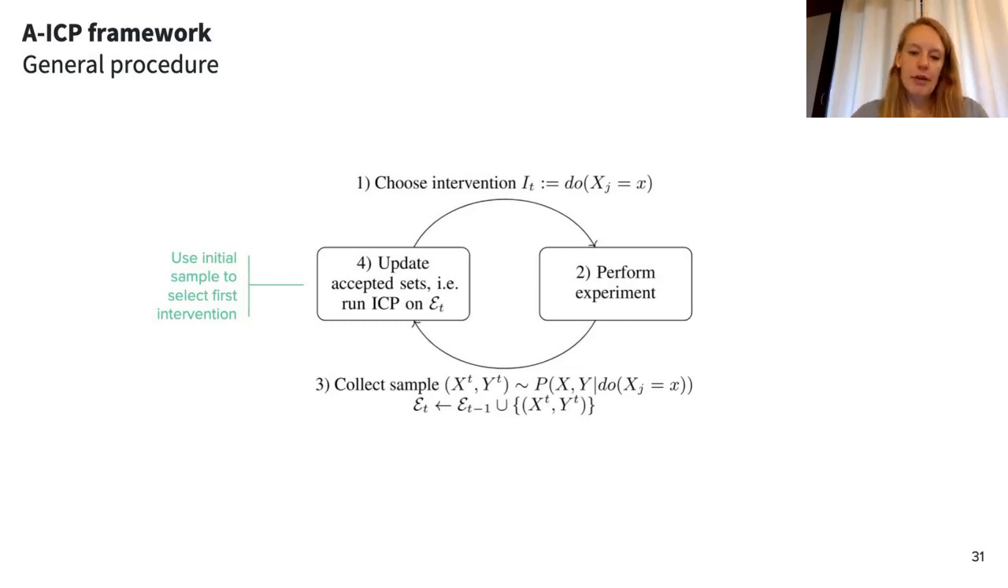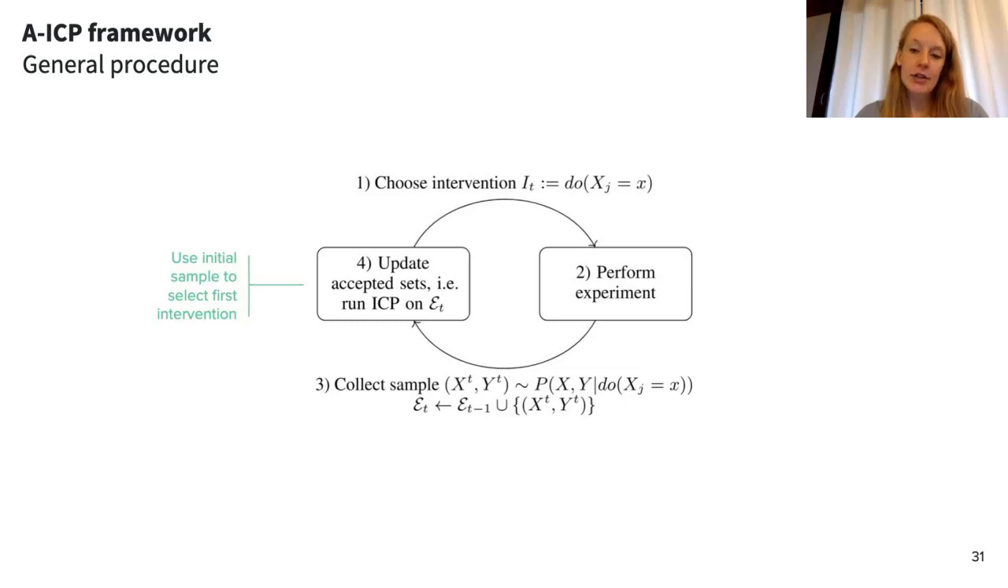So we introduce active invariant causal prediction as this general framework. We again have this iterative procedure where, in the first step, we choose an intervention target. Then we perform the corresponding intervention or experiment and collect a sample from this interventional distribution. This sample will be added to our set of environments, here that would be script E_T. And then we run invariant causal prediction on this set of environments, and we update the accepted sets and the estimate we get from ICP in each round.